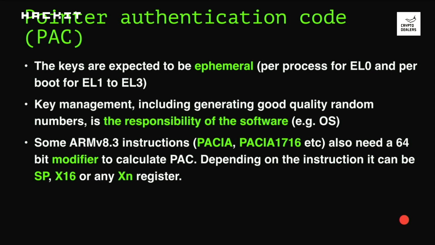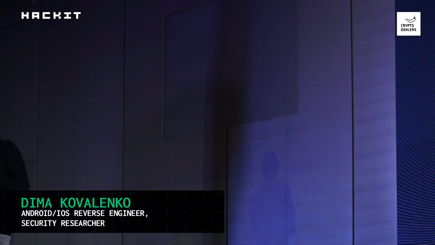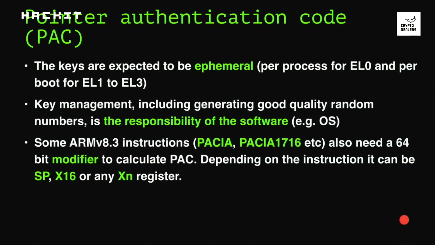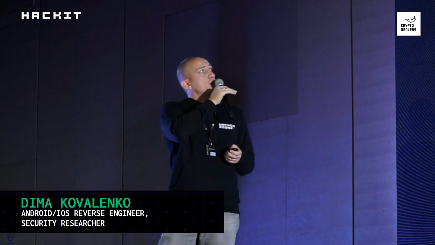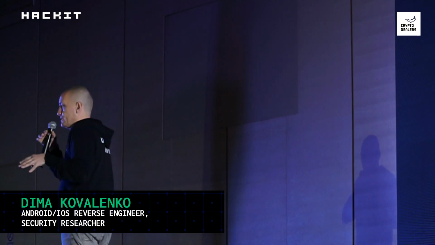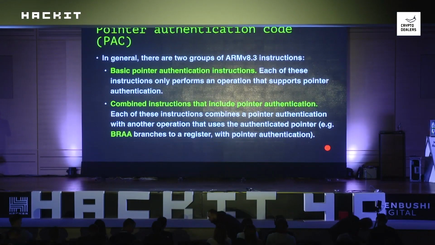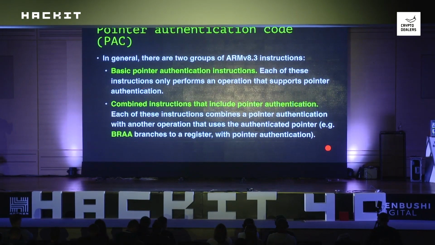And some instructions also need a modifier. Modifier is usually a general purpose register. Most often it is the stack pointer. In general, there are 2 big groups of the new instructions. Basic pointer authentication instructions only perform operations on pointers. They do not do jumps, branches, or whatever. They can calculate the pointer authentication code. They can add it to the pointer. Then they can strip it. Strip with checks and strip without checks, depending on whether it's valid or not.